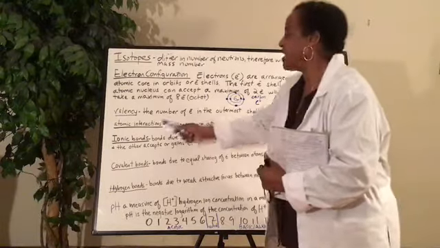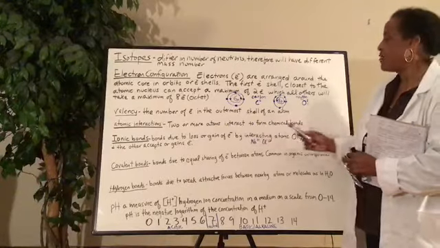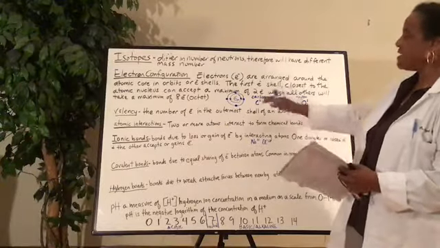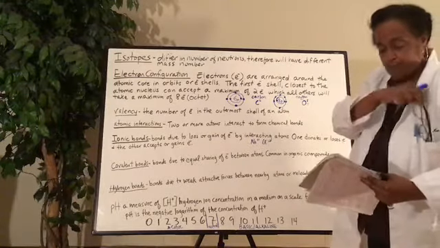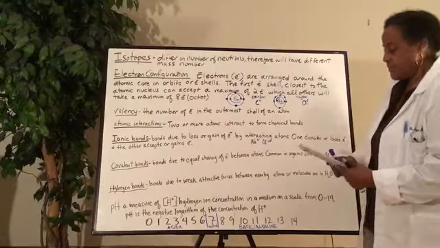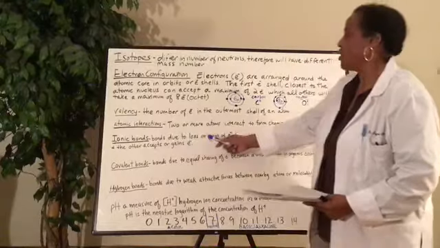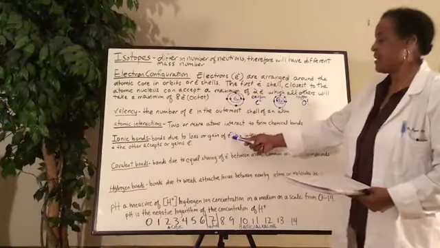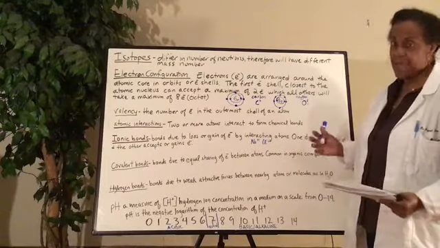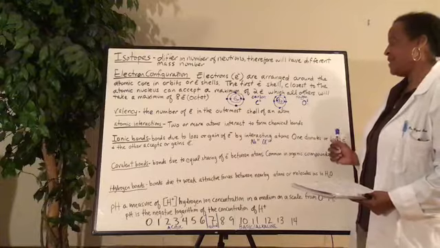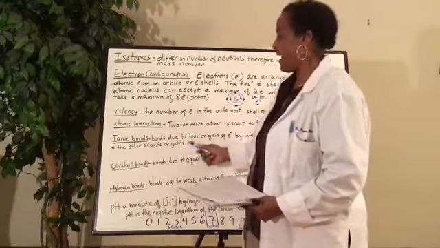Let's look at atomic interactions. Atomic interactions are 2 or more atoms that interact to form chemical bonds. So let's talk about how atoms interact to form chemical bonds. Let's look at ionic bonds. Ionic bonds are due to the loss or gain of electrons by interacting with the atoms. One donates or loses electrons, and the other accepts or gains electrons.